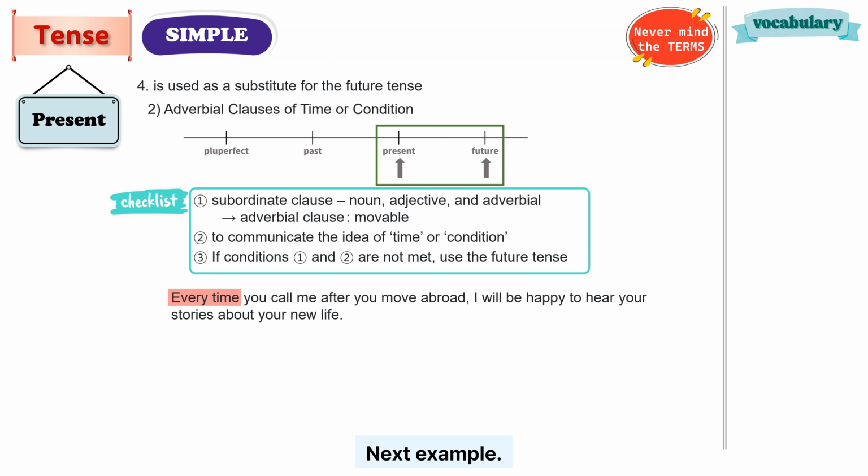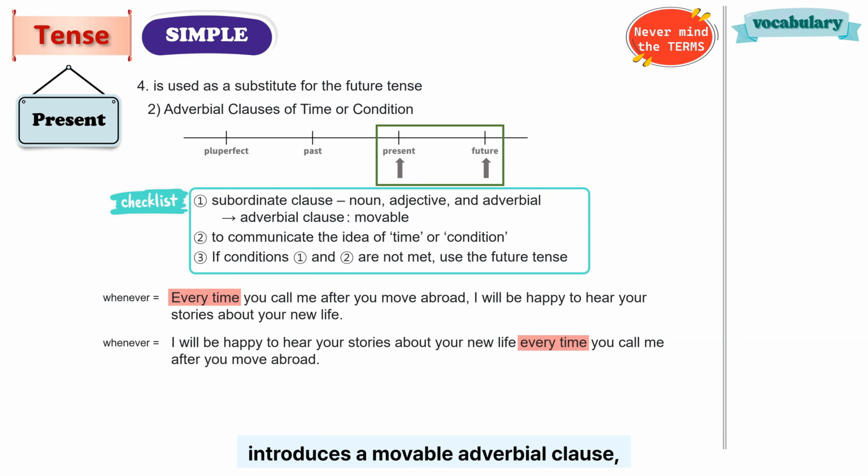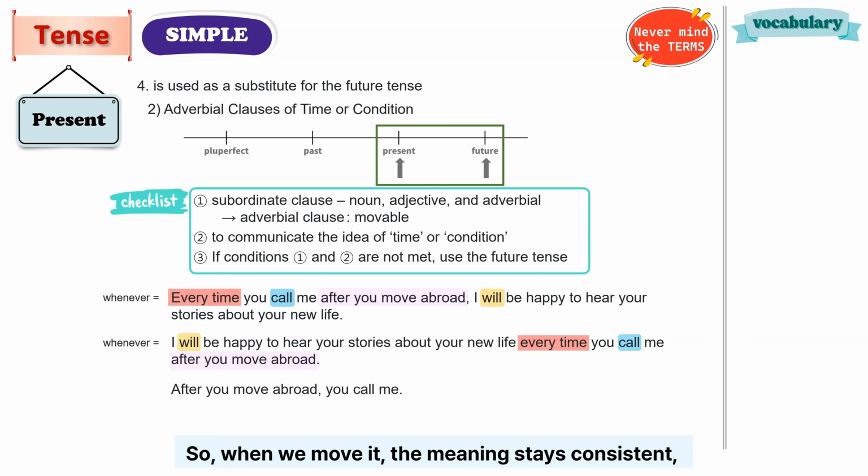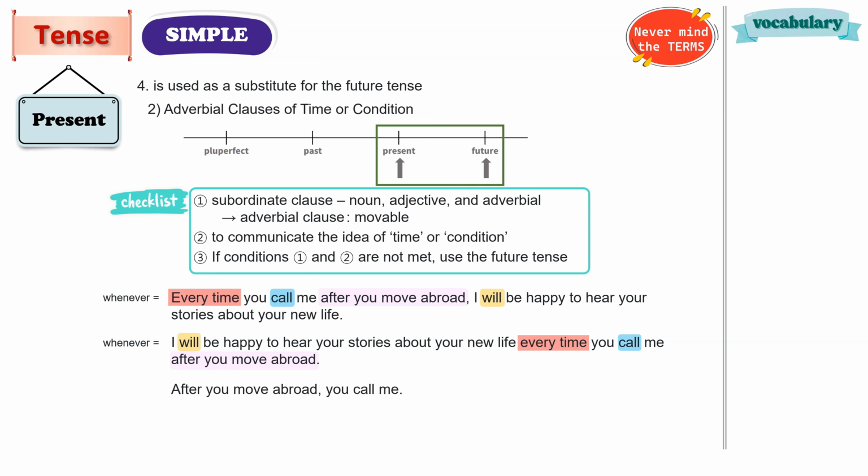Next example. Every time you call me after you move abroad, I'll be happy to hear updates about your new life. The conjunction every time, meaning whenever, introduces a movable adverbial clause, so it meets both conditions. Therefore, the main clause is in the future tense, and the subordinate clause uses the present tense. And for the pink part, after you move abroad, we again have a time conjunction, after. So, when we move it, the meaning stays consistent, confirming present tense use in the subordinate clause.